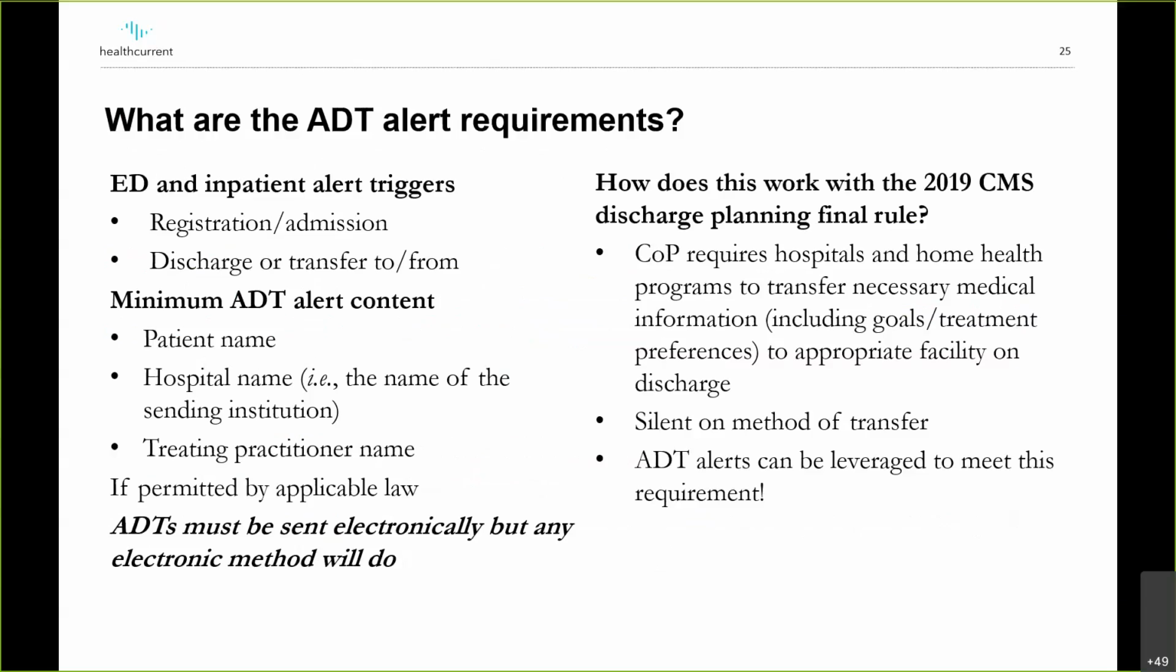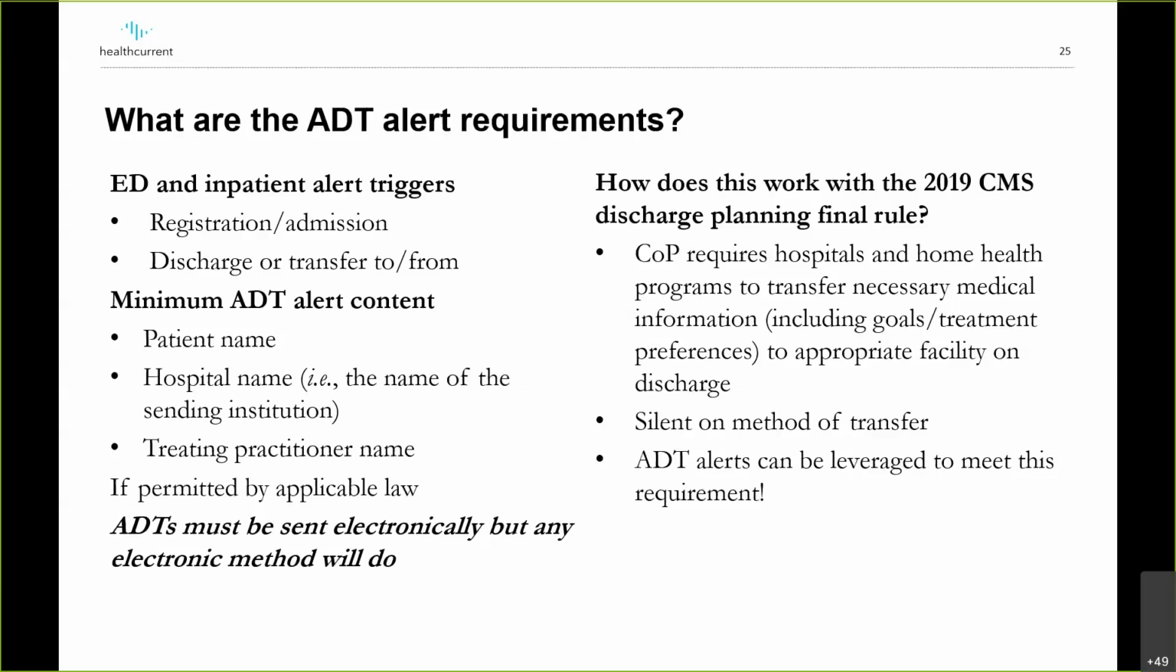So what are these new CMS ADT alert requirements? There are triggering requirements for emergency department and inpatient registration or admission, as well as discharge or transfer to the ED or the inpatient. The minimum content you have to send out is patient name, the sending institution, so the hospital name, and the treating practitioner name if permitted by applicable law.